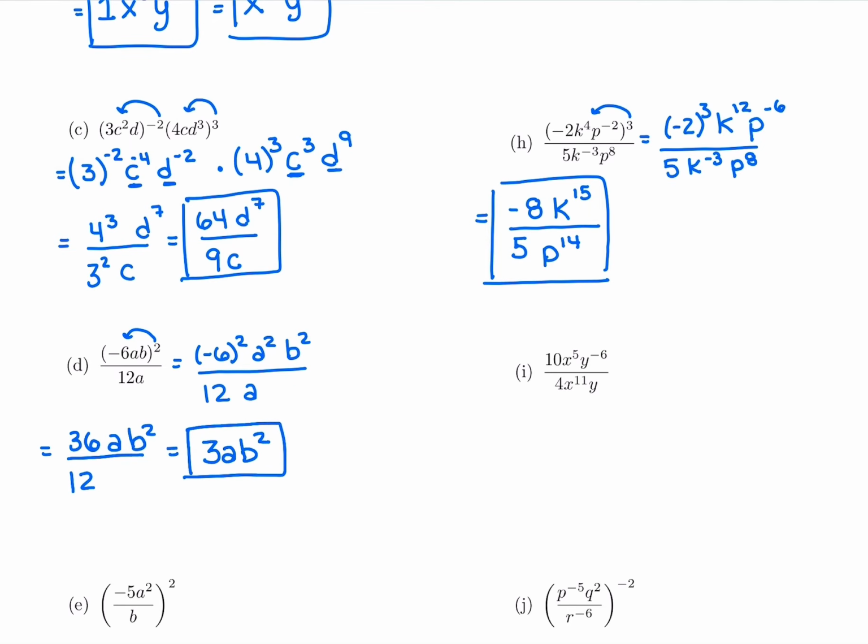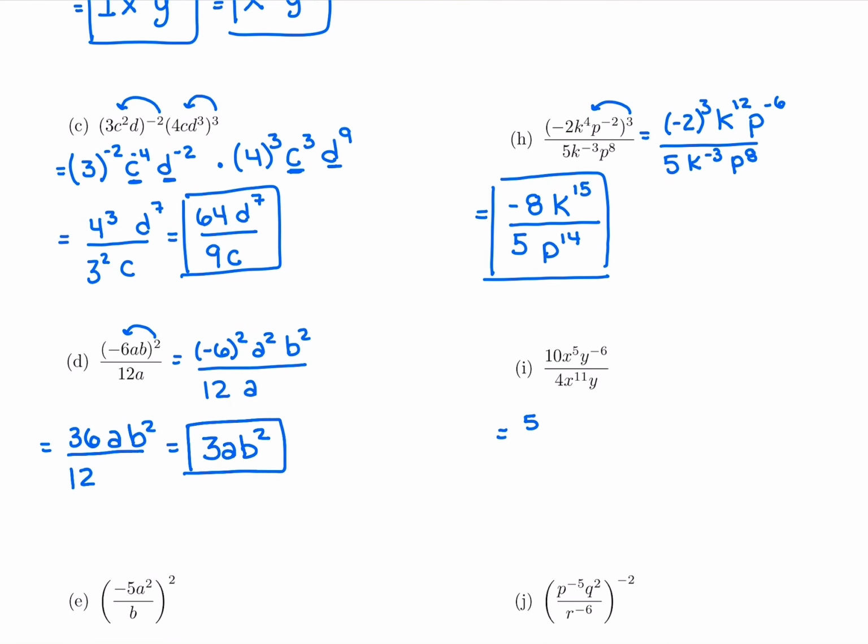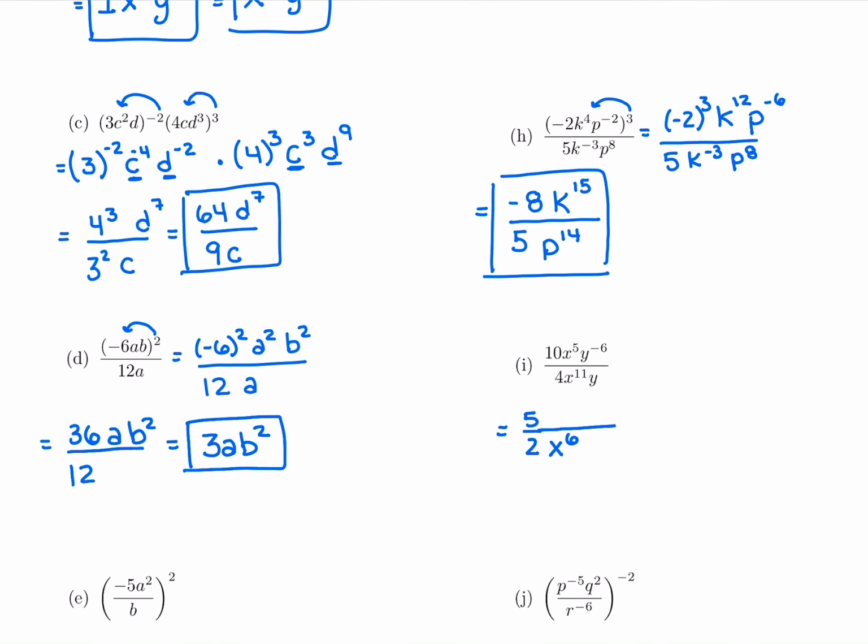Looking next door, I'm going to start with these constants. There's no power to distribute to anything, so I just need to double check, are the constants reduced, and then combine the x's and the y's. So plugging into my calculator, 10 divided by 4, math, enter, enter, reduces to be 5 over 2. Now I'm looking at the x's. I'm going to subtract because division means subtraction. 5 minus 11 gives me negative 6, so it's going to be in the denominator as a positive 6 power. And then negative 6 minus 1 is going to be negative 7. So it's going to be a y to the 7 in the denominator. So we get 5 over 2 x to the 6, y to the 7th.